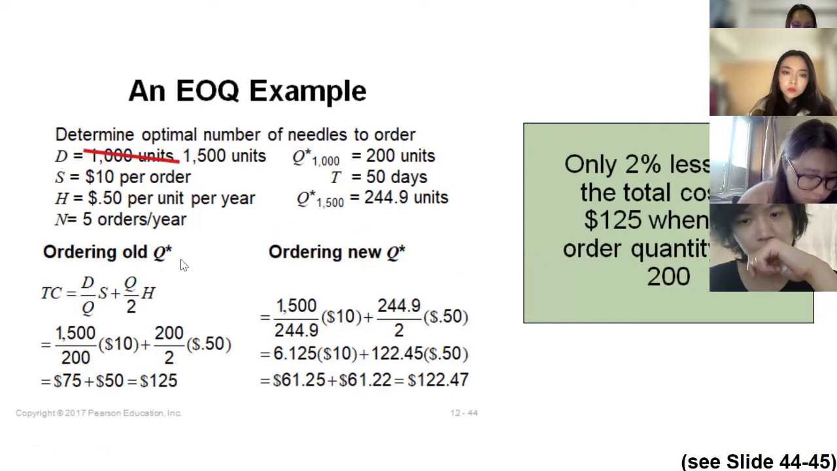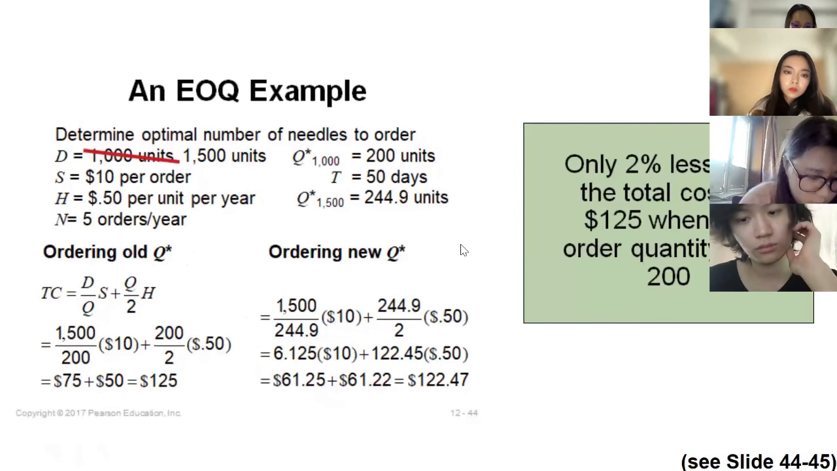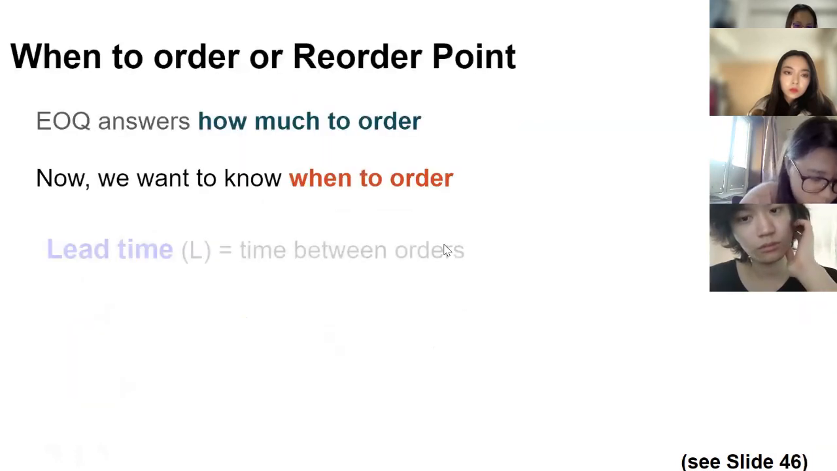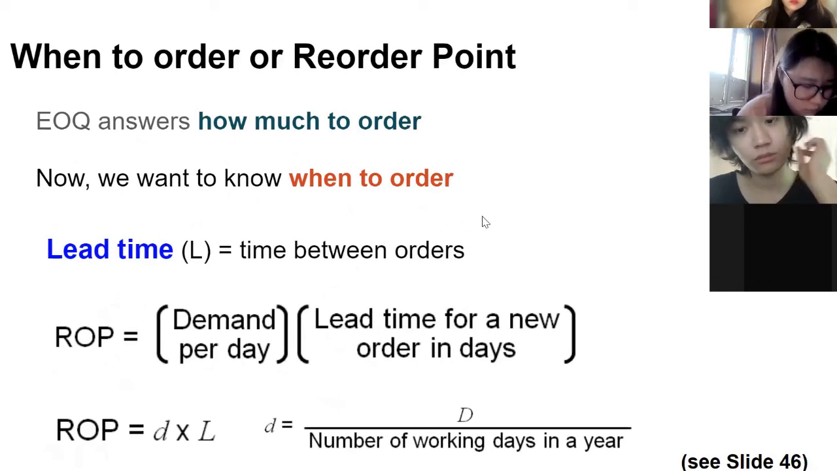Okay, so this is what we mean by robust. The total cost curve is almost flat at the optimum region down here. Okay, so it is robust. And another thing that probably you want to know is the reorder point, when to order.